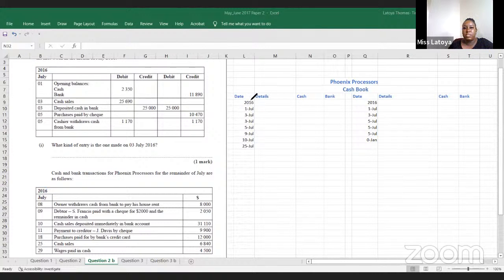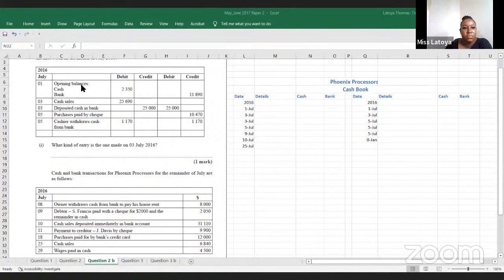Again, they did give you the paper. The sheet was already ruled up for you. So you would have just had to write in your information, read the question, take out your information, and complete your cash book. So the first transaction, we have our balances on the first to bring down. I'm going to type that in instead of writing it in. So we have on the first opening balances for cash and bank.